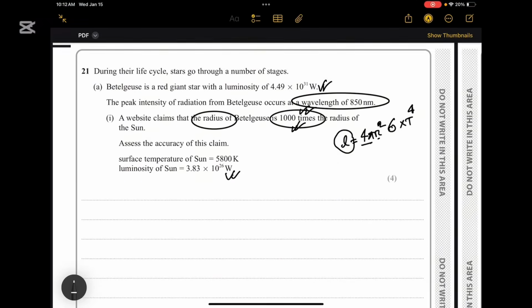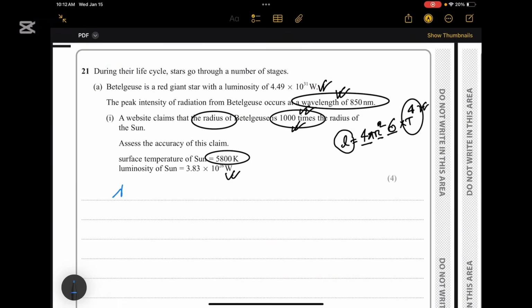We have to find out the radius. Sigma is the constant. We have all of them except the temperatures, so we have to figure out the temperatures in order to figure that out. We have the temperature of the sun as well. We just need to figure out the temperature of Betelgeuse, and they have given us the wavelength of Betelgeuse. So let's use it to find out the temperature.